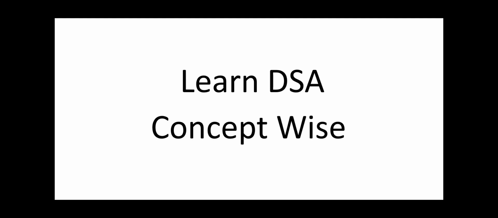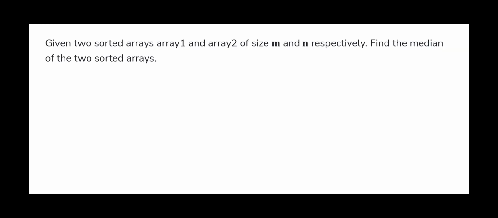In this series, we are learning DSA concept wise. So let's understand today's problem. The problem statement is that we are given two sorted arrays, array 1 and array 2, of size m and n respectively. We need to find the median of two sorted arrays.